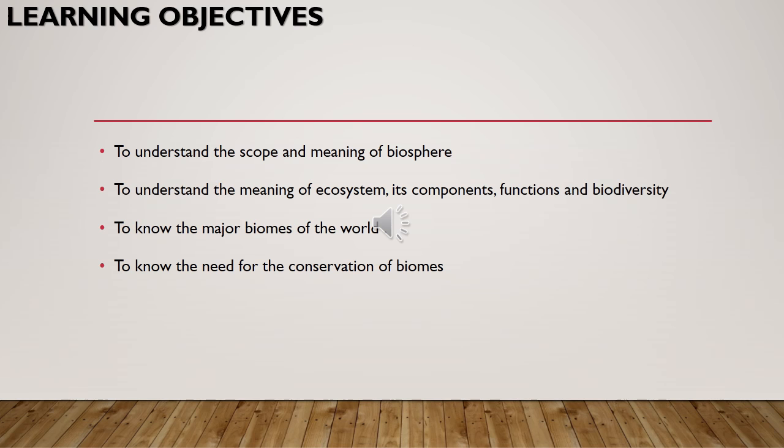So in this lesson you are first going to understand the scope and meaning of biosphere. Then the meaning of ecosystem, its components, functions and biodiversity. Then the major biomes of the world. Then the need for the conservation of biomes. So first the biosphere and its importance, then the ecosystem and its components and biodiversity, and finally the major biomes of the world and the need for their conservation.